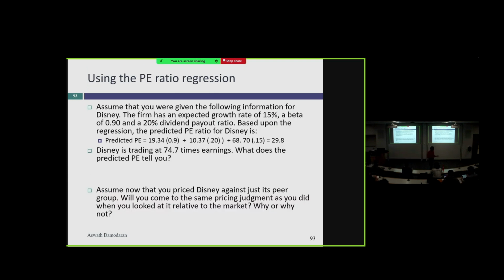Now, the advantage of a market-wide regression is you can use it to price any company in the market. As an example, let's suppose I wanted to price Disney and I gave you a growth rate of 15%, a beta of 0.9, and a 20% payout ratio. I have the regression for the entire market, right? You plug in Disney's beta, Disney's growth rate, Disney's payout ratio. I get a predicted PE of 29.8 times earnings. The time I did this, Disney was trading at 74.7 times earnings.